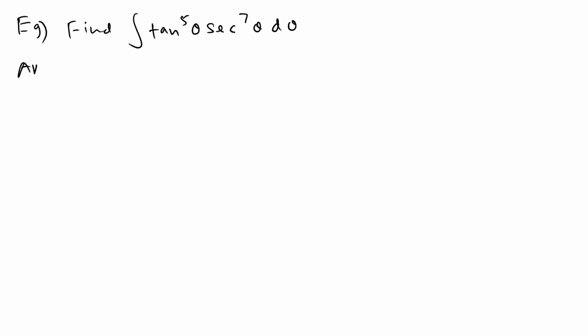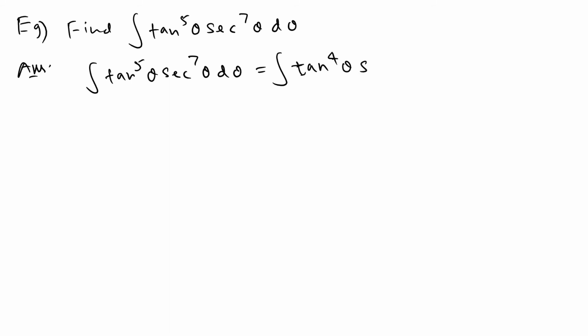So the answer. We start with tan 5 theta secant 7 theta d theta. What we did, we're going to separate the secant tan term. So if you do that, you get tan 4 theta secant 6 theta, and then we separate the secant theta tan theta d theta. We leave it for the derivative part. Okay, so that's the derivative part.